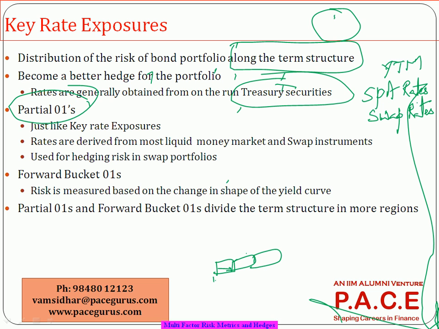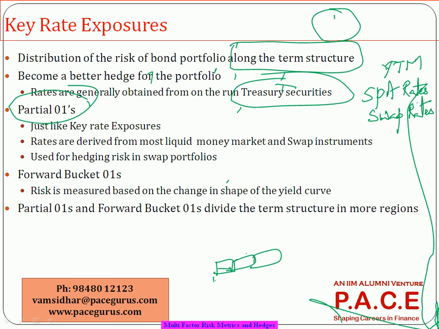So these are the three various approaches which are typically used. When YTM is used, we are calling it a one factor model, which is duration and DV01. When I am using the spot rates, derived from treasury securities, we are calling it key rate duration and key rate 01. When we are using swap rates or swap transactions for different maturities and then arriving at kind of zero coupon bond rates, the association is partial 01 kind of stuff.